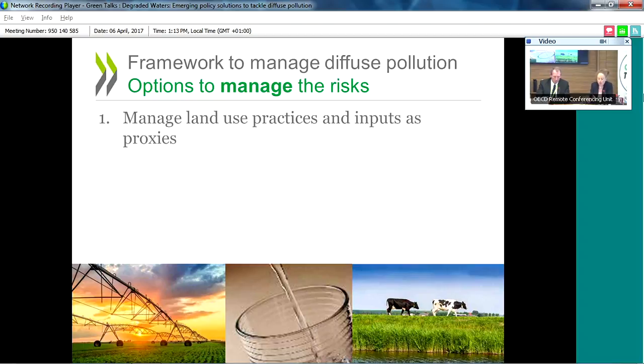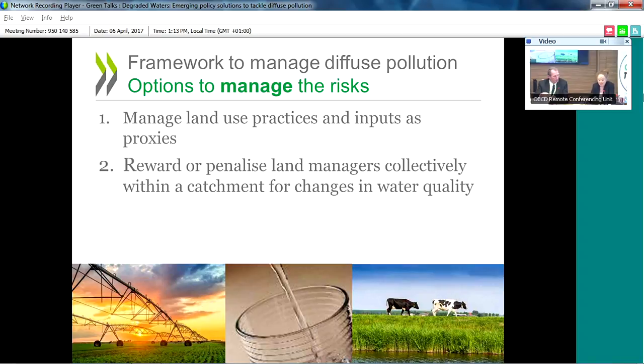So because it is not economical to observe diffuse water pollution directly, like it is with pollution coming straight out of a pipe where we can put on a water quality meter, the choice and design of policy instruments have to build upon one of three alternative management options. The first option is to manage land use practices and inputs as proxies, such as requiring soil erosion control practices and restricting fertiliser use. The second management option is to reward or penalise land managers collectively within a catchment based on downstream changes in water quality.